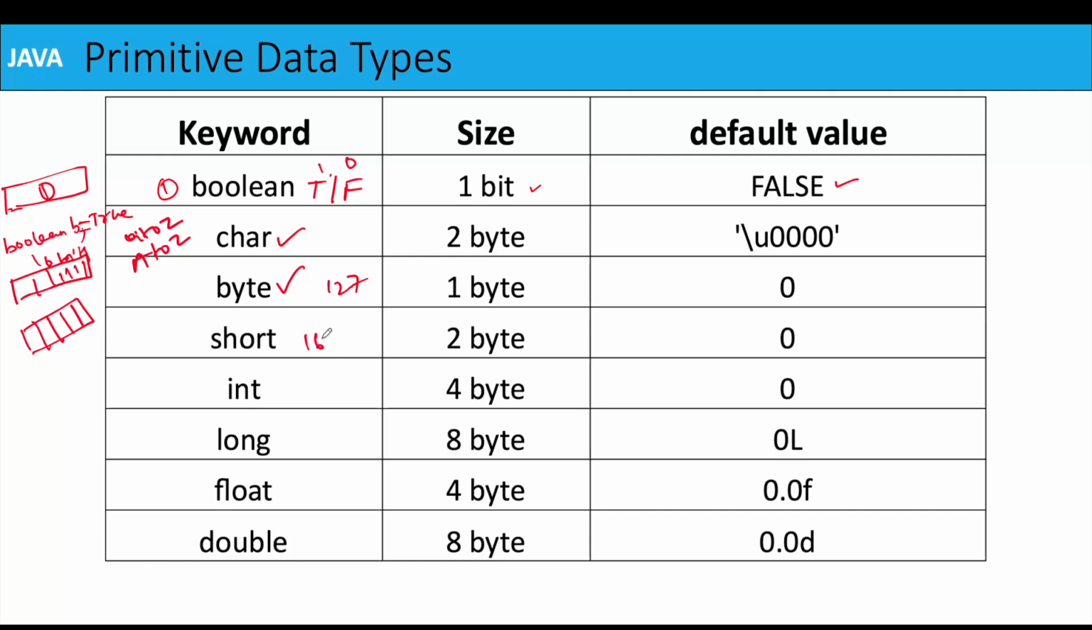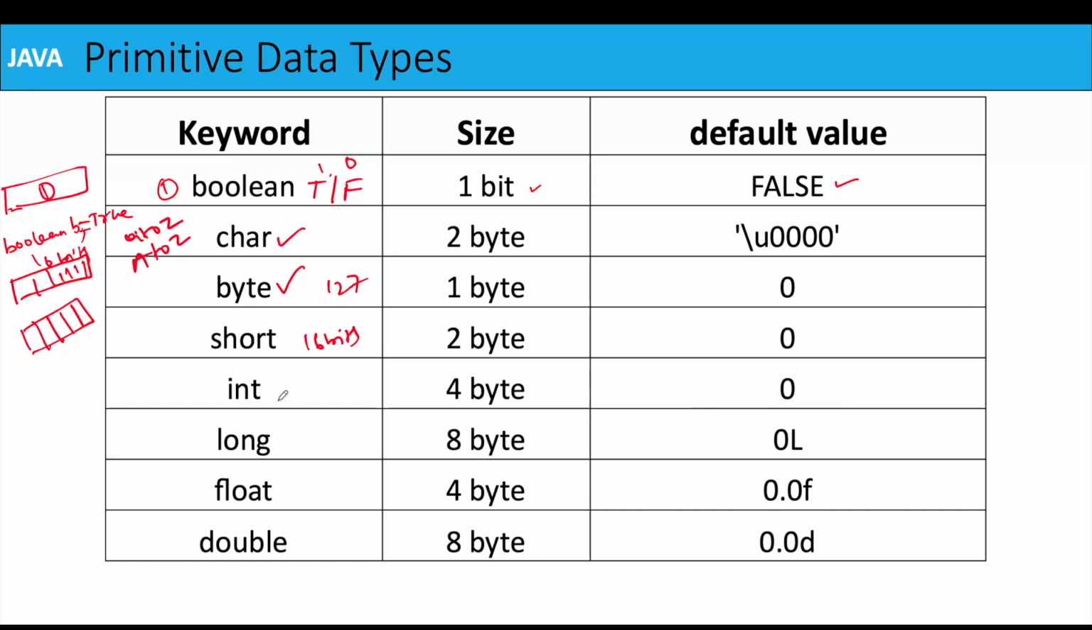So here 16 bits of memory will be there. Right. So the next data type is the integer data type. The integer data type has a nominal space of 4 bytes allocated, which is equal to 32 bits of memory. By default these all have 0 values.